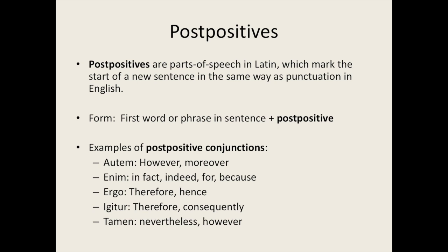Examples of postpositive conjunctions are autem, which means however or moreover; enim, which means in fact, indeed, or for; ergo, which means therefore or hence; igitur, which means therefore, consequently; tamen, which means nevertheless, however. Tamen is not necessarily a postpositive. When tamen is not functioning as a postpositive, its meaning is typically yet or nevertheless. Ergo can either be a conjunction or an adverb, and you will find that whereas some postpositives are conjunctions, some are adverbs.